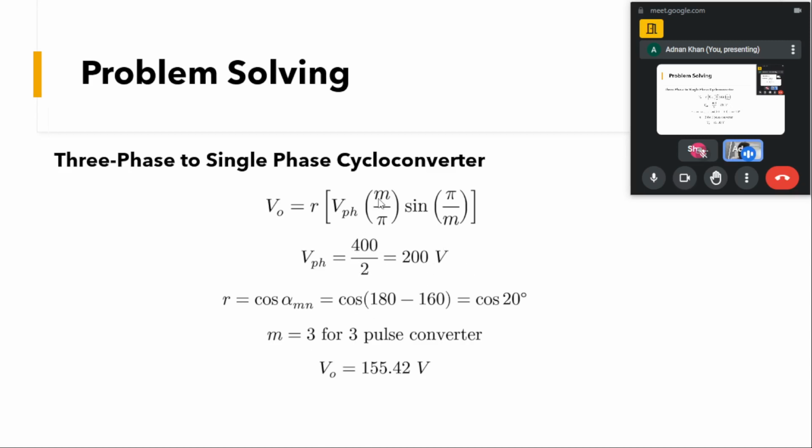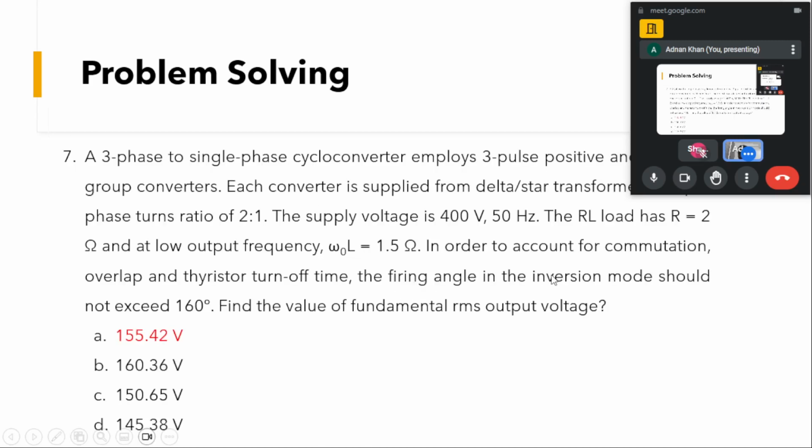Since this is a 3 pulse converter, M will be equal to 3. If we put these values in this equation, M equal to 3, R equal to cos 20, V out comes out to be equal to 155.42 volts. Therefore option A is the correct option to question number 7.